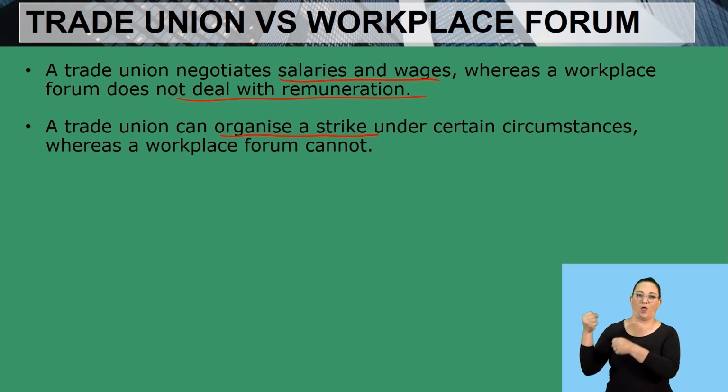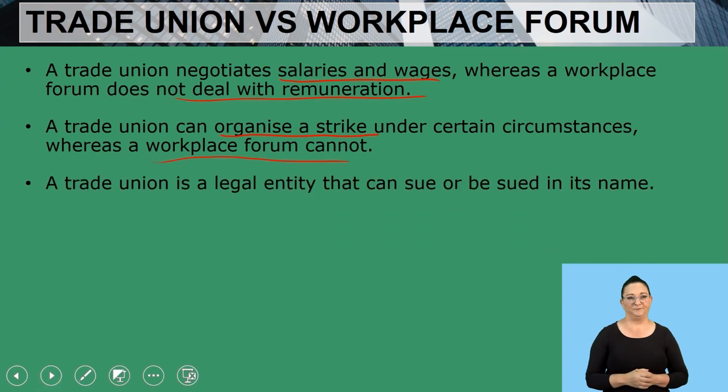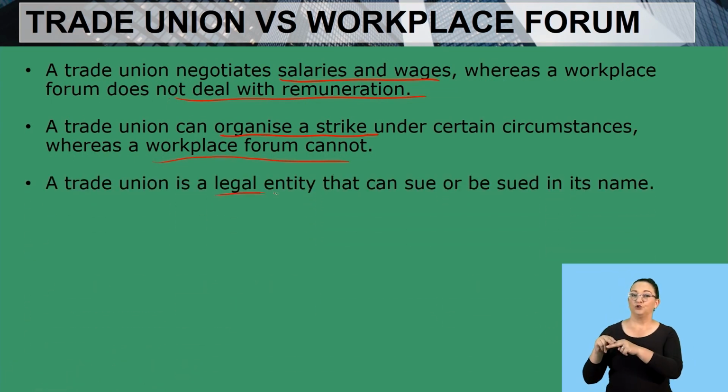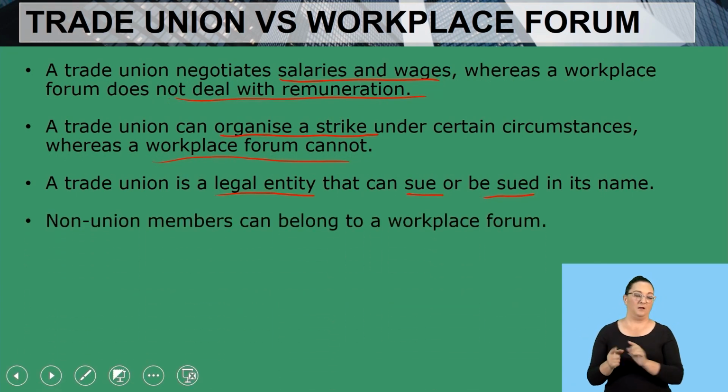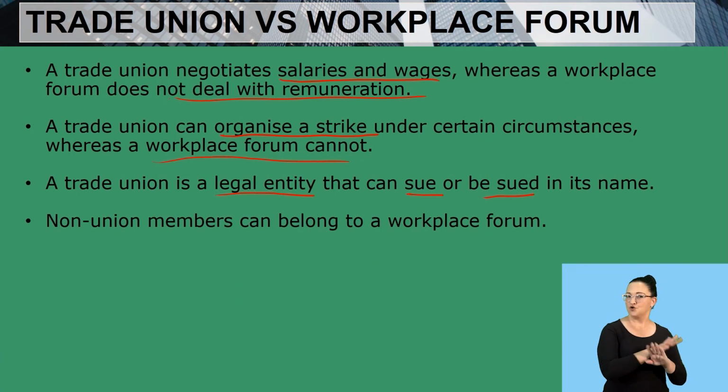A trade union can organize a strike under certain circumstances, if they are unhappy or being mistreated, whereas a workplace forum cannot do that. We do not organize strikes as a workplace forum. A trade union is a legal entity, meaning what? It is registered and it can sue or be sued in its name. But with a workplace forum, it's the opposite. It's not a legal entity, or rather it cannot sue or be sued. Let's put it that way.